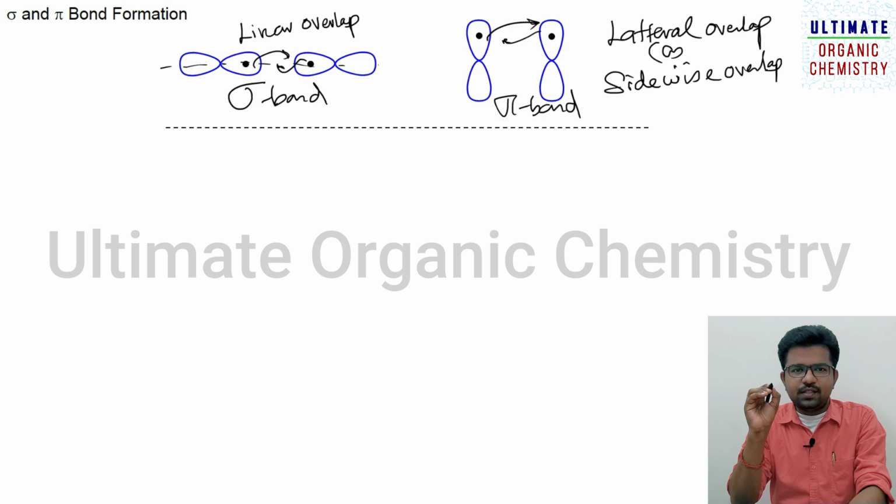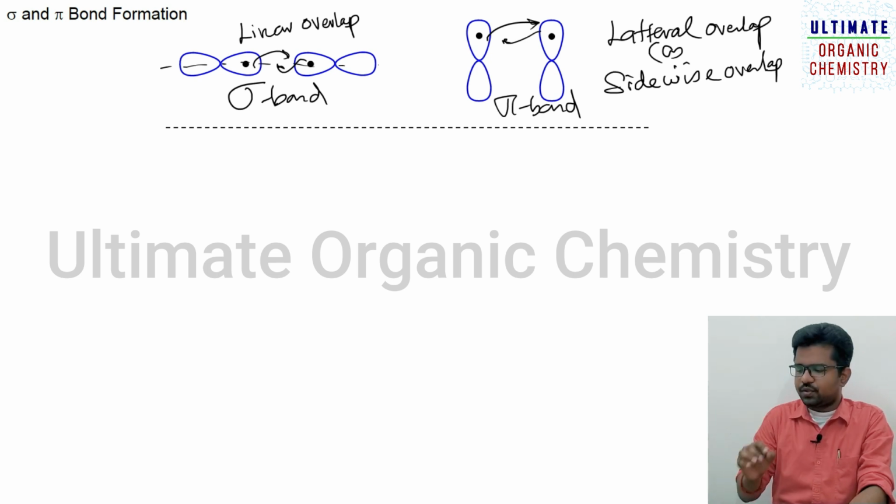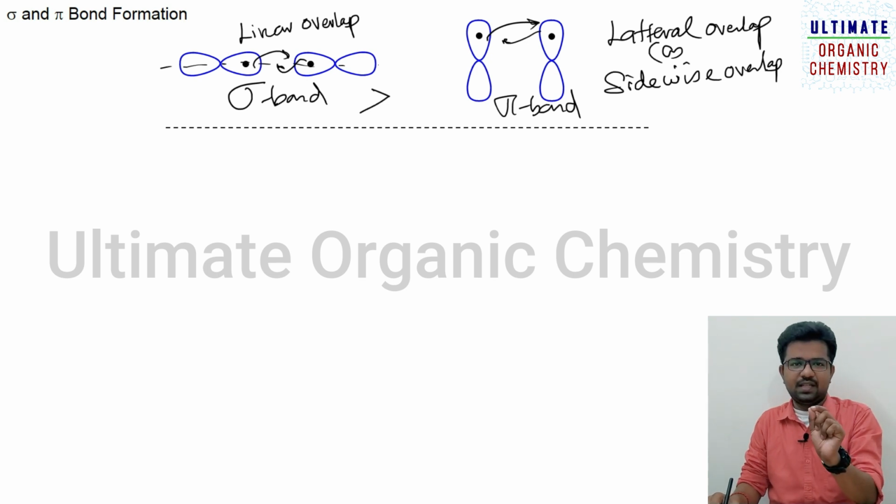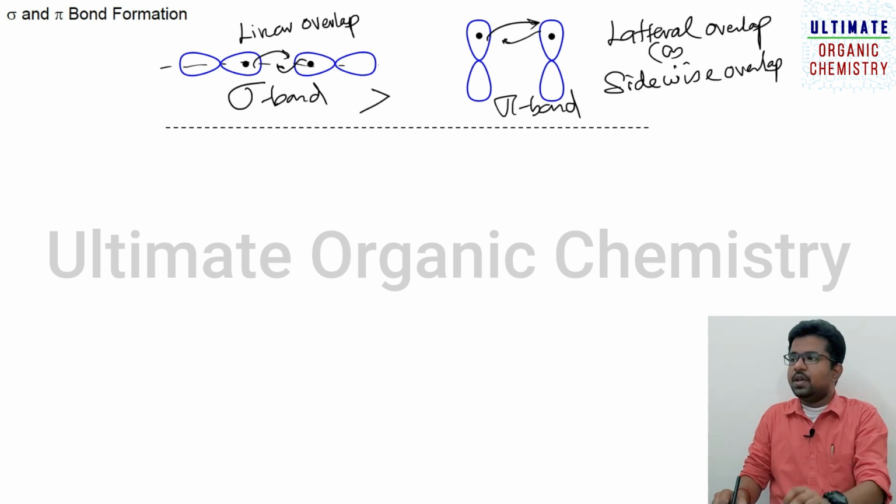So coming to the energy of these two bonds, sigma bonds are considered to be stronger than pi bond. So the energy of sigma bond will be higher. So you need to supply more energy to break this sigma bond, and pi bond will be weaker. You can supply very less energy and it will be broken. So you must understand the difference. This is stronger and this is weaker in nature.